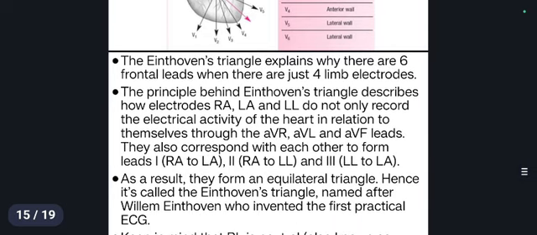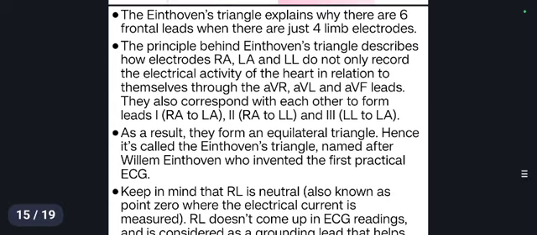The Einthoven's triangle explains why there are 6 frontal leads when there are just 4 limb electrodes. The principle behind Einthoven's triangle describes how the electrodes, right arm, left arm and left leg, do not only record the electrical activity of the heart in relation to themselves through the AVR, AVL and AVF leads. They also correspond with each other to form lead 1, right arm to left arm, lead 2, right arm to left leg, and lead 3, left leg to left arm. They form an equilateral triangle, hence it is called Einthoven's triangle.